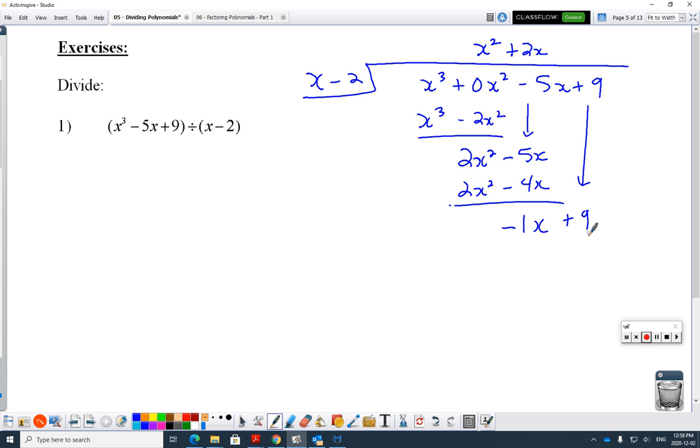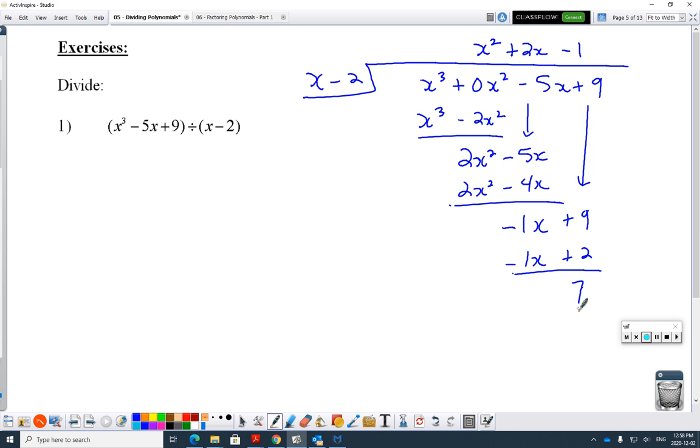What's next? Think about what I need to put up here to multiply with x to give a negative 1x. It's a negative 1. Notice how the degrees have dropped along the way. You know it's going well when the exponents in your quotient are dropping off as you go. Negative 1 times x is negative 1x. Negative 1 times negative 2 is positive 2. And when I subtract, I get the number 7.